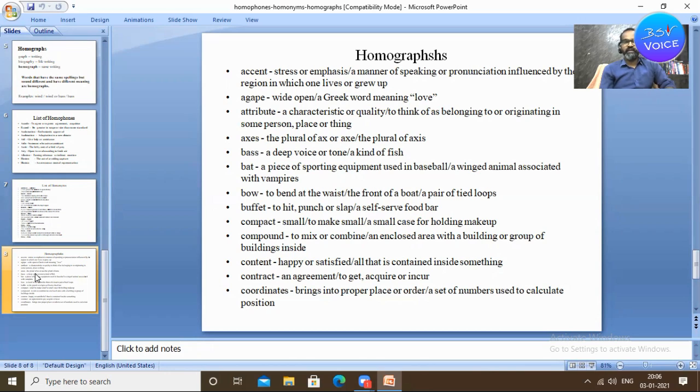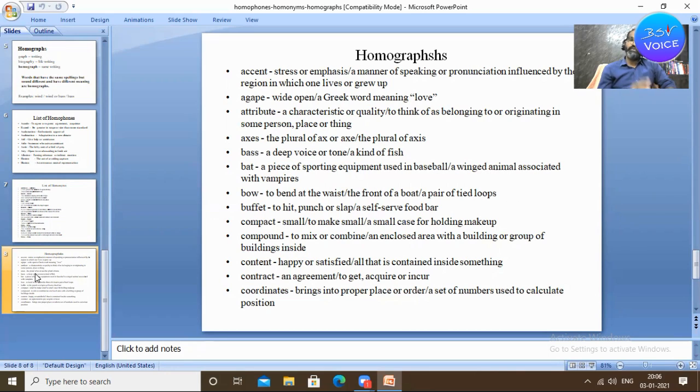And bow, you can use both here. To bend at the waist: especially in the martial arts, people who are in touch with them know what bowing is, respecting and bending towards the master. That's called bowing.